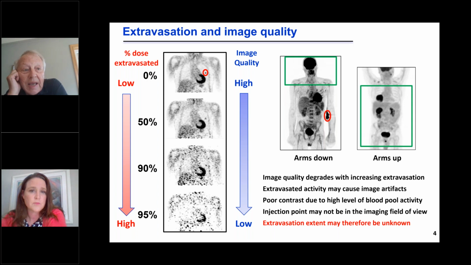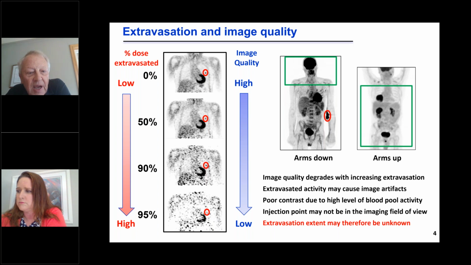Image quality, as you can see on the left-hand side, as the dose extravasation increases, the image quality is reduced. So if you look at that little tumor in red, you can see that as the extravasation increases, it's harder and harder to determine the position. In fact, it's harder and harder to determine that there's a pathology there.